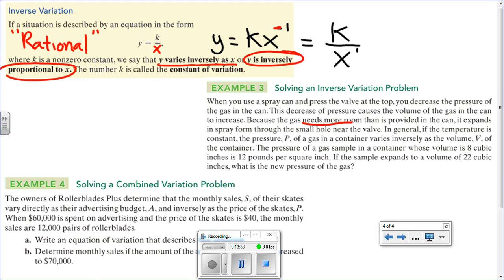In general, if the temperature is constant, and they have to clarify this because what happens if you increase the temperature? Would you affect the volume or the pressure of anything if you increase the temperature? Of course, right? You could even make things explode.